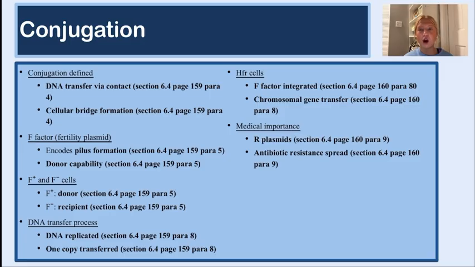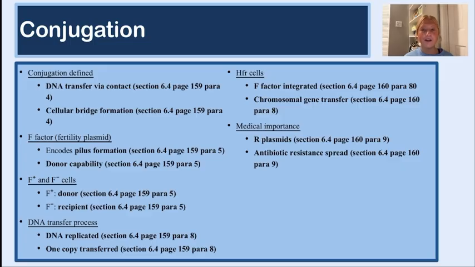So now I'm going to talk about conjugation. Conjugation is a form of horizontal gene transfer, and it requires direct physical contact between the bacterial cells, and this allows DNA to move through a temporary connection. This process is driven by the F factor, a fertility plasmid that encodes the machinery needed to form the conjugative pilus. The pilus is what sticks together and allows them to transfer. It brings the donor and the recipient cells together.